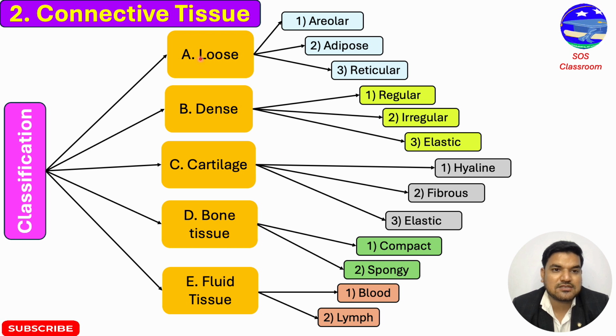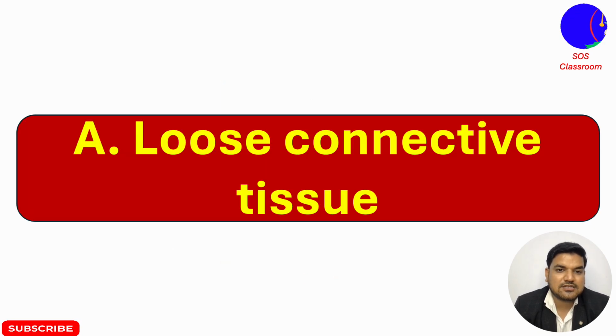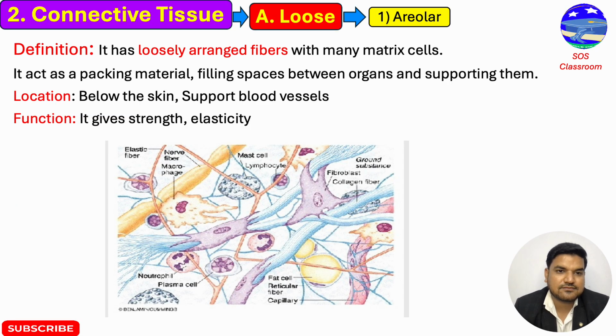So first of all, discuss the loose connective tissue. Keep these classifications in mind for easy understanding. By the name itself, we can understand that the material in the extracellular matrix is present in a loose manner or loose network.